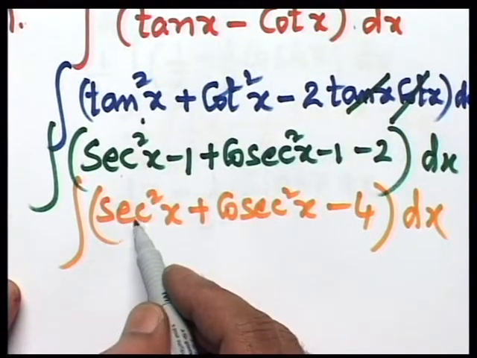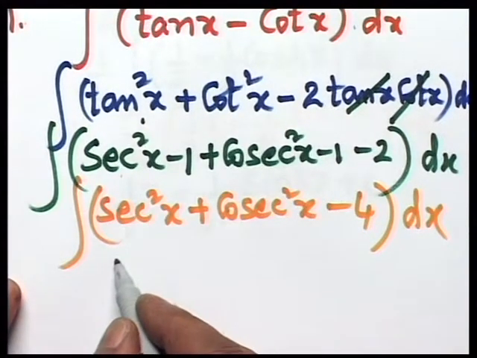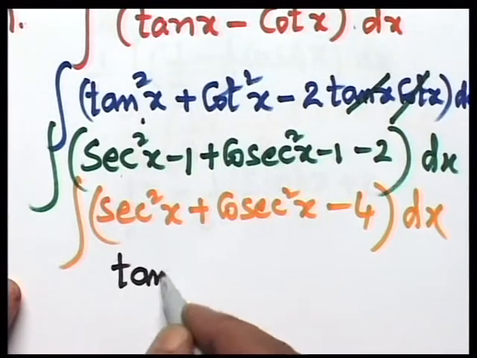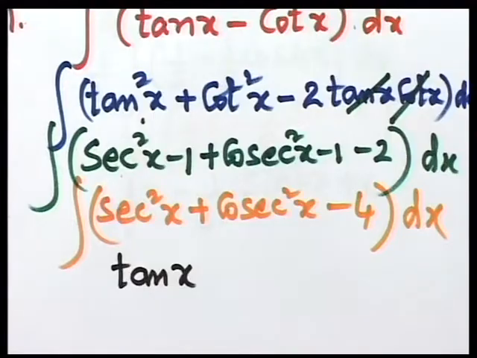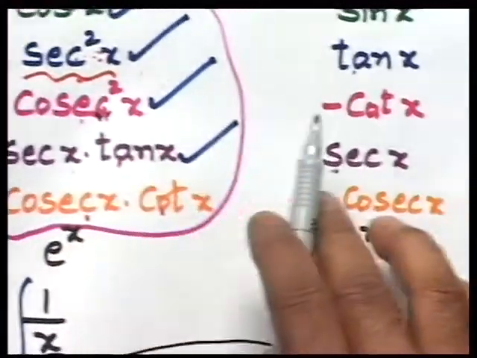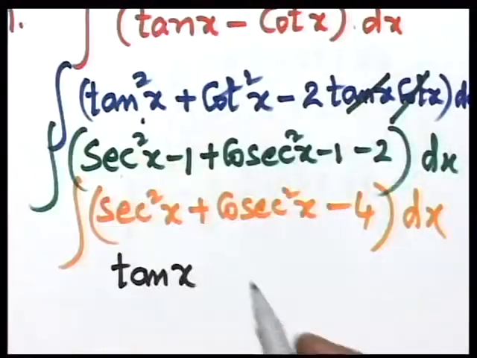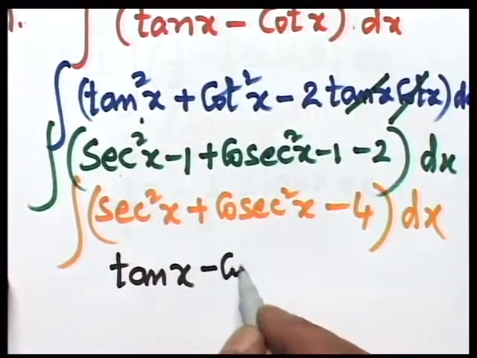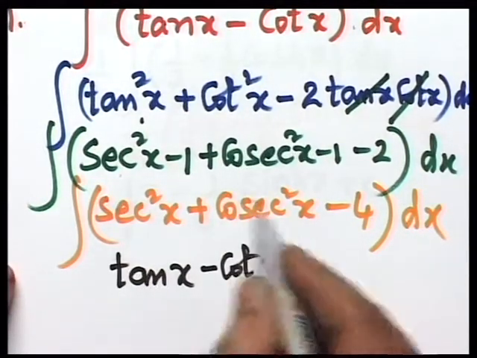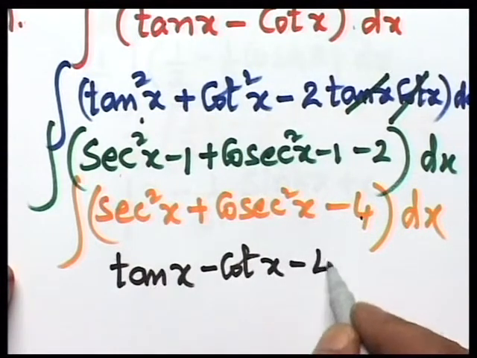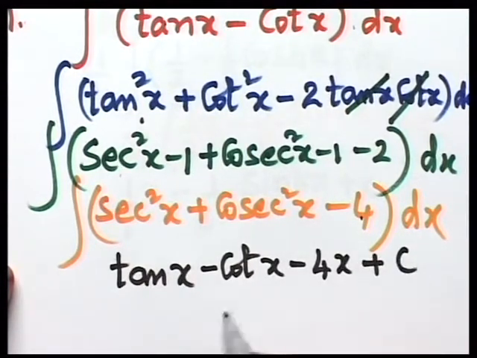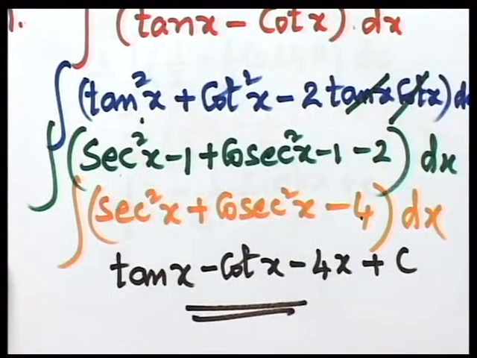Right guys, so sec square integration is nothing but tan theta, isn't it? So that's a tan x. Now cosec square, just be careful, cosec square integration is minus cot x please. So that becomes a minus cot x. Reverse of chain rule is not there, so minus 4 with respect to x is 4x and plus c. So that's how we can leave the final answer.